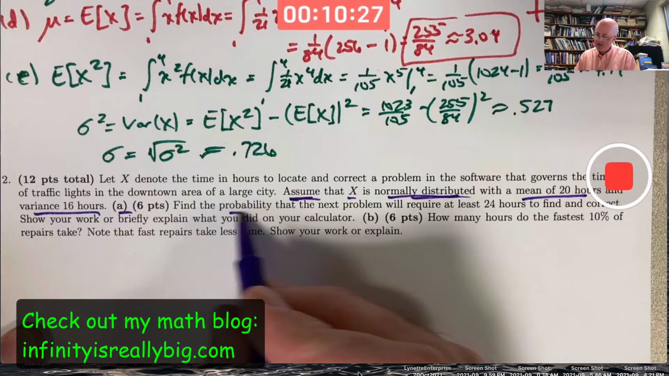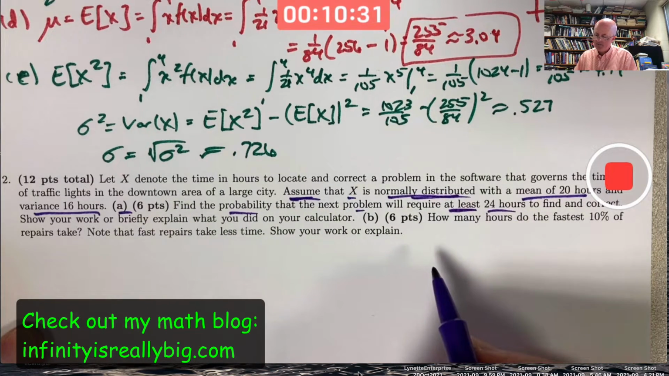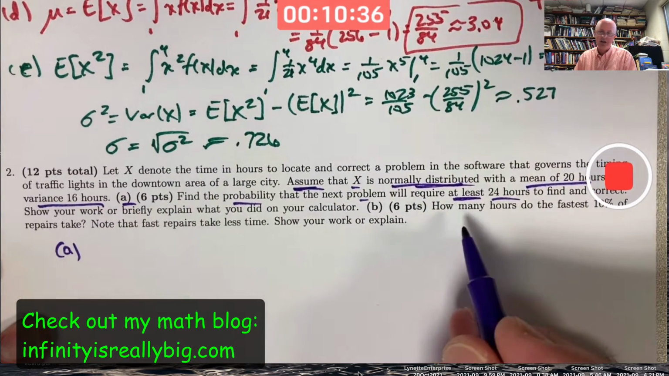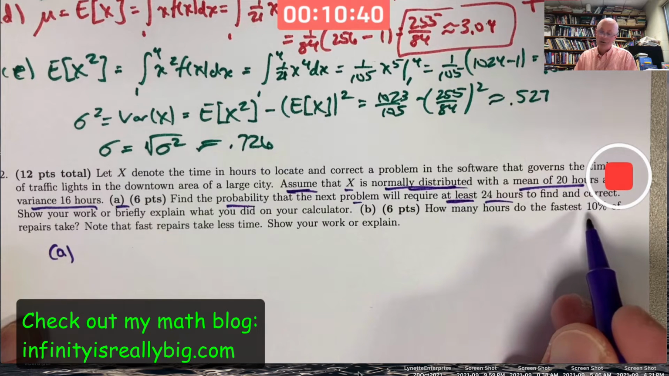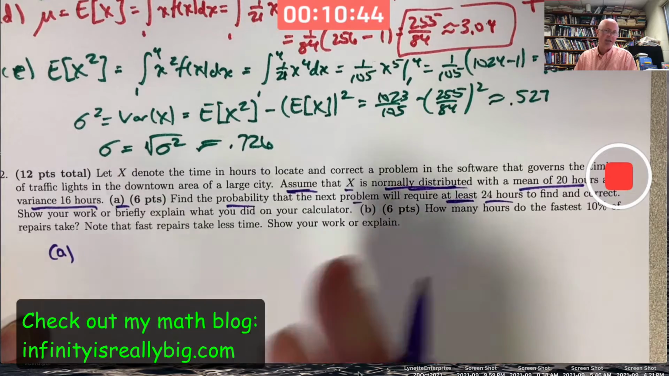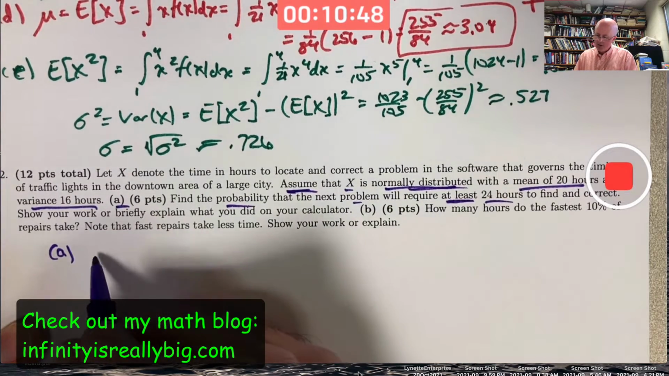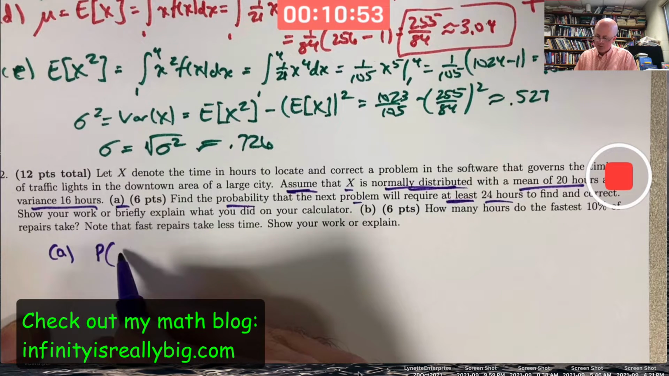Part A, find the probability that the next problem will require at least 24 hours to find it correct. Let's go ahead and start to do that. And part B is to find the hours at the fastest 10%, at the 10th percentile of x. It's going to be a small value of x because it's the fastest 10%. So we want to find the probability that x is greater than or equal to 24 here.